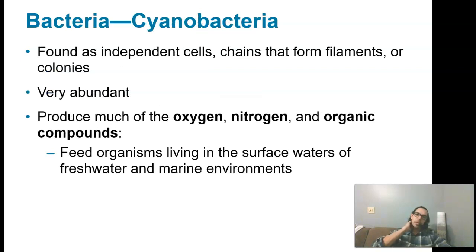The other one is cyanobacteria. These are found as independent cells. They form chains that form filaments or colonies. And these are the only ones that produce oxygen. These are photosynthesizing bacteria, and they produce oxygen, nitrogen, and organic compounds. A lot of these feed organisms that live on the surface of waters, whether it's fresh water or marine environments.